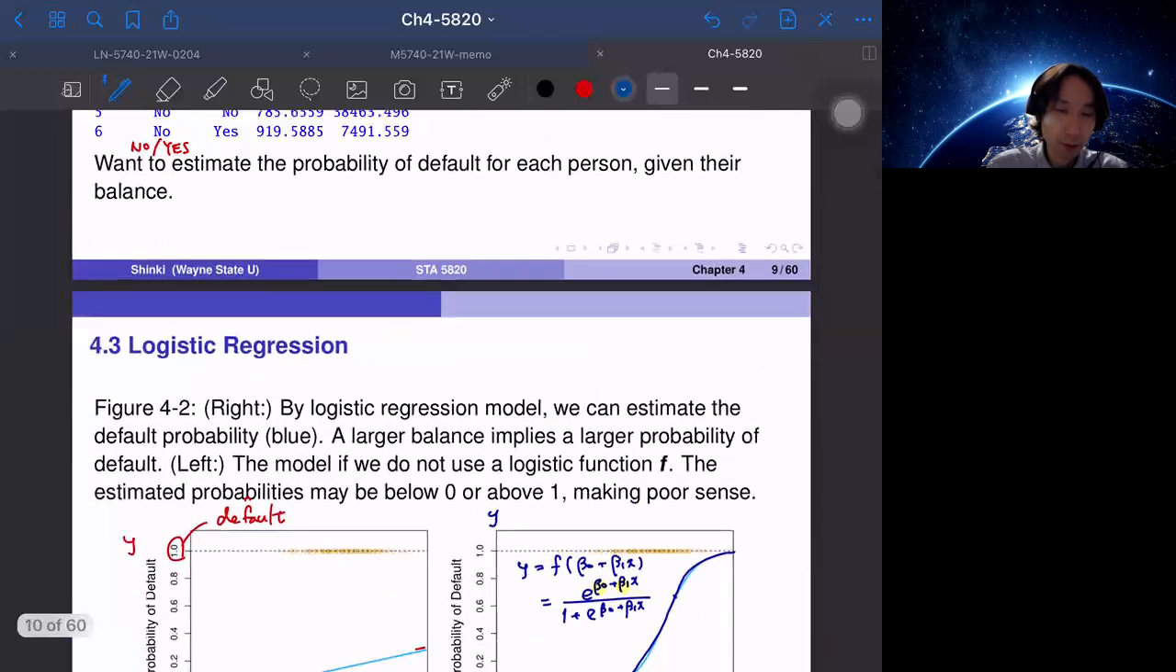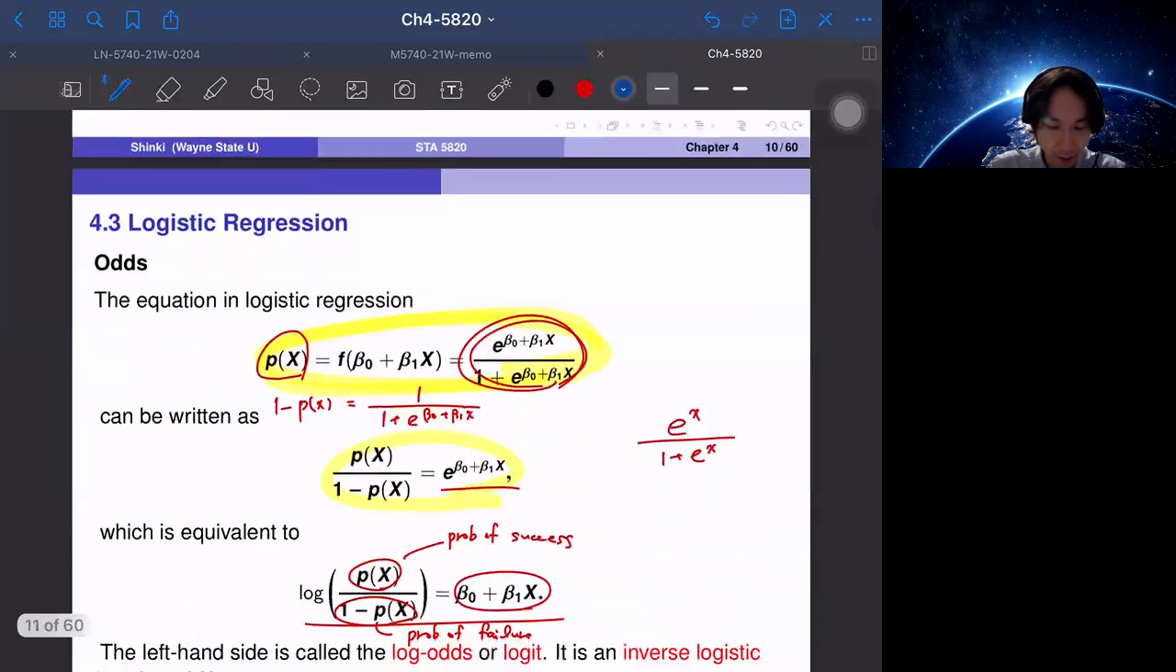So still we can interpret, for example, whether or not beta 1 is significantly positive or significantly negative. We can say that in the same way as linear regression, but the exact meaning of beta 1 isn't clear.